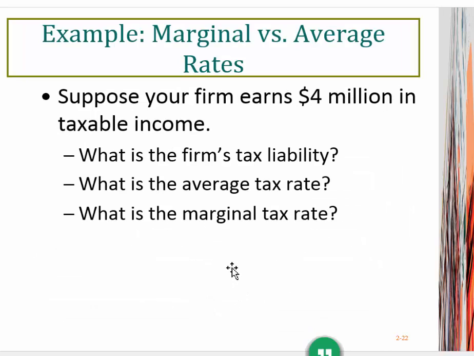So let's do a quick little example. How do you calculate the tax? If a firm earned $4 million in taxable income, how would you answer these questions? What is the firm's tax liability? What is its average tax rate? And what is its marginal tax rate?